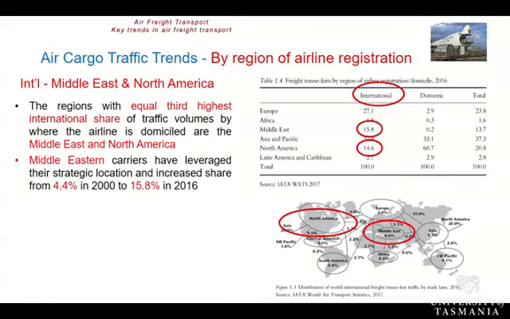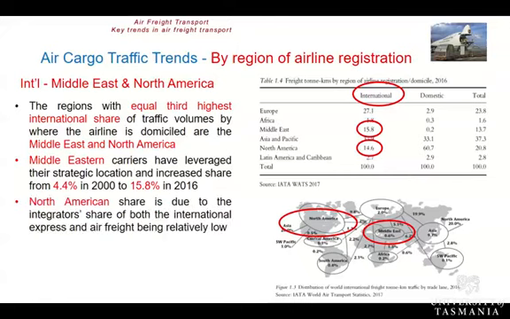And I guess one of the big success stories in terms of the movement of air cargo and the location that air cargo is utilising has been Middle Eastern carriers. Over the last 20 years, they've gone from a position of about 4.4% of global cargo to 15.8%. And a lot of this has got to do with its strategic location, which I mentioned before.